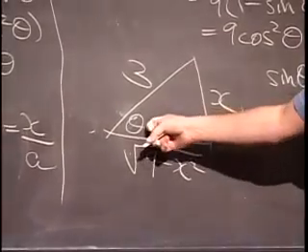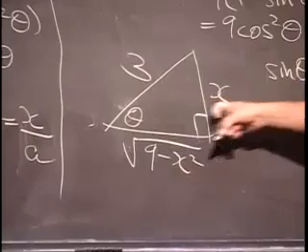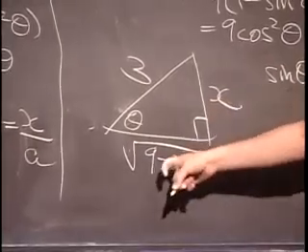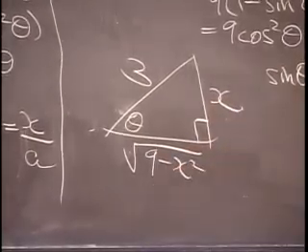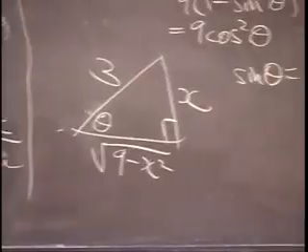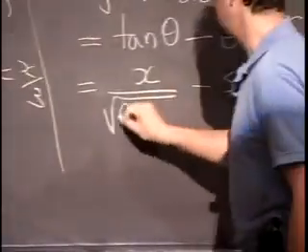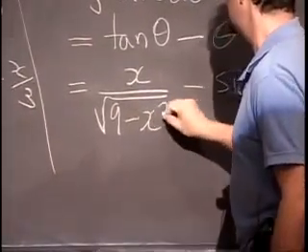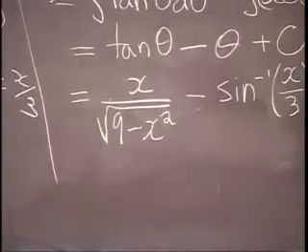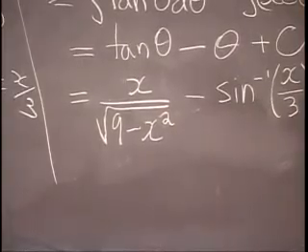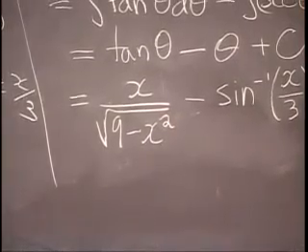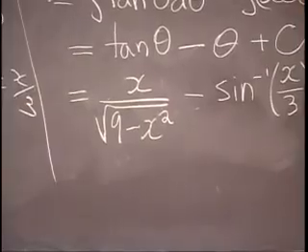What's tan theta? You just read it off the triangle. It's the opposite x over the adjacent, root 9 minus x squared. And we finished.